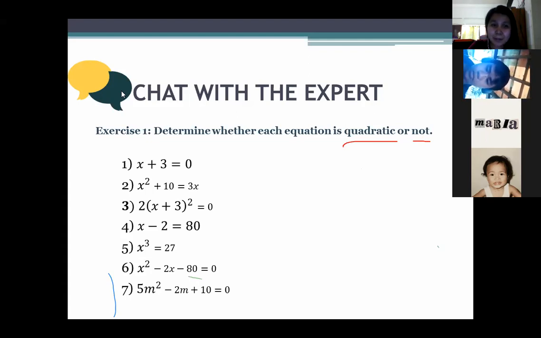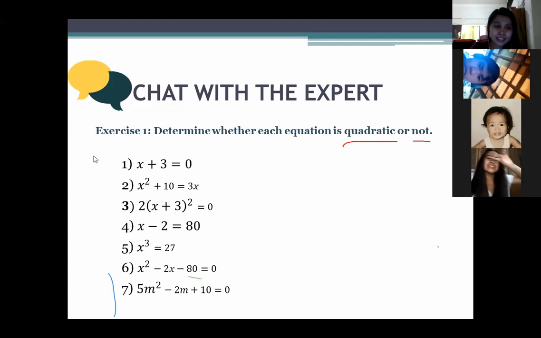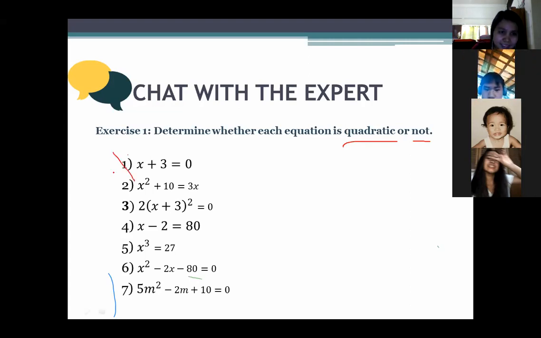Ready? Let's start. Number 1. X plus 3 equals 0. Quadratic or not? 5, 4, 3, 2, 1. Very good. It's not quadratic. I'll just place an X.